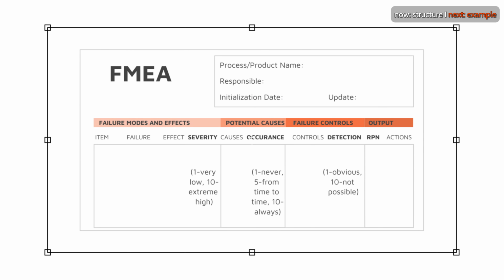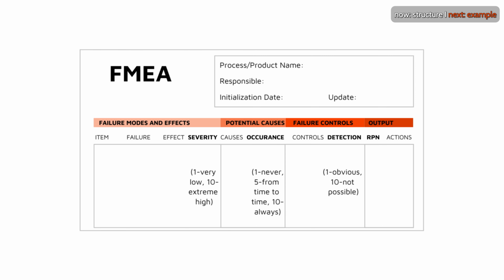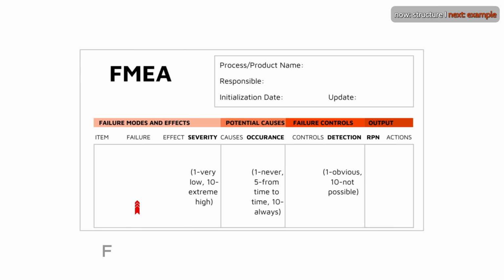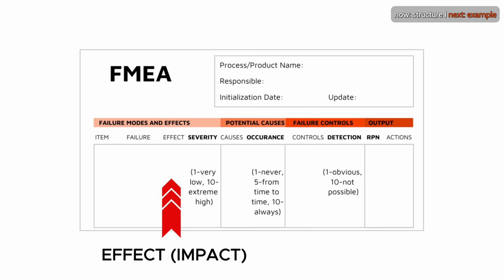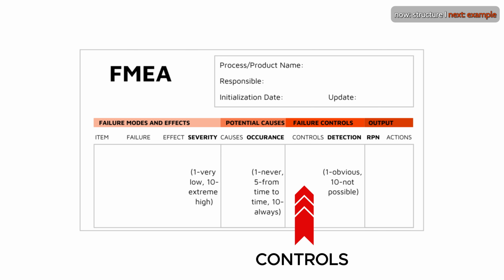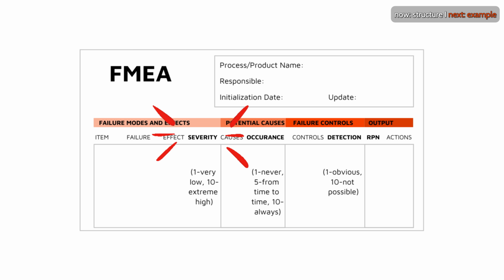An FMEA is built as a structured table that analyzes risk step by step. For each process step, the team identifies what could go wrong, the failure mode. Then, the impact of that failure is described, the effect. Next, possible causes are defined. Existing controls are documented, and each risk is evaluated using 3 criteria: severity, occurrence, and detection.